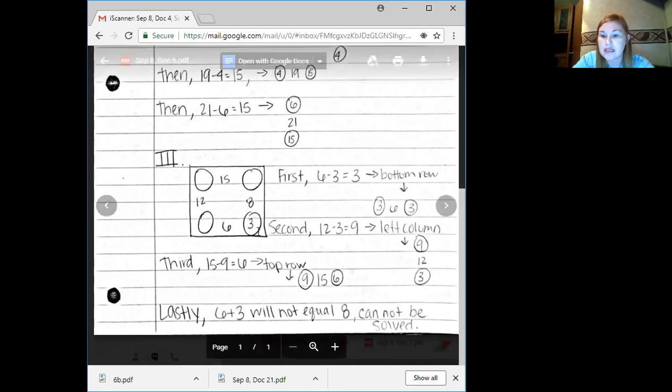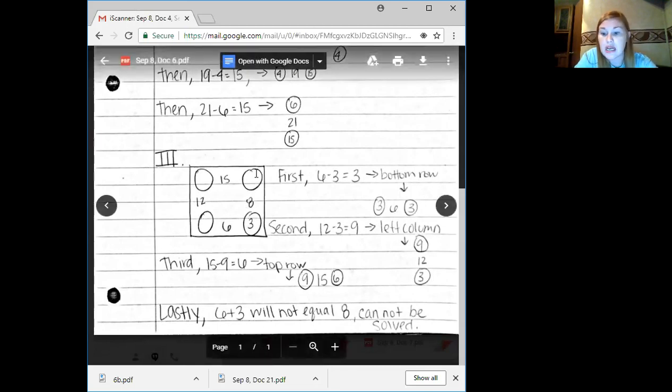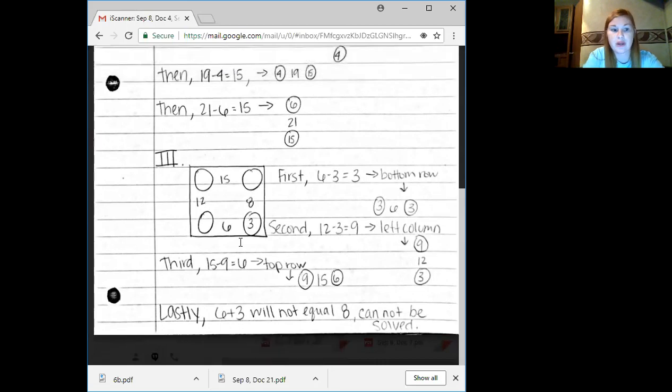But then if you look, the 6 and the 3 does not add up to the 8. So that possibility cannot be solved. So this one cannot be solved at all, part 3.